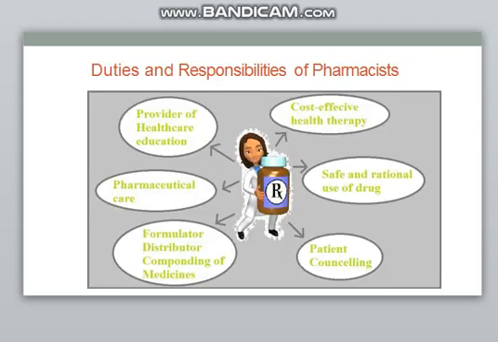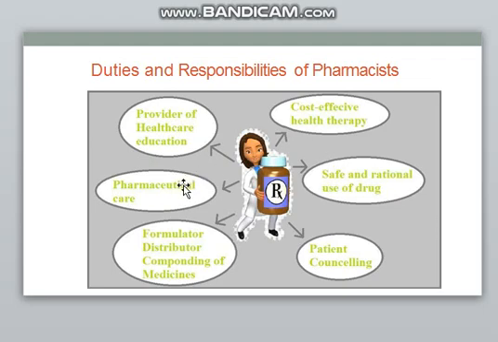Next, what are the duties and responsibilities of the pharmacist? First, provide medicines which are cost effective health therapy. Cost effective means good medicine at a low cost so that local people can also purchase it and get rid of diseases. Second, safe and rational use of the drug. Third duty is patient counseling, to provide counseling about the drug to the patient or their caregiver. Fourth is formulation, distribution, and compounding of the medicines, meaning manufacturing related work.